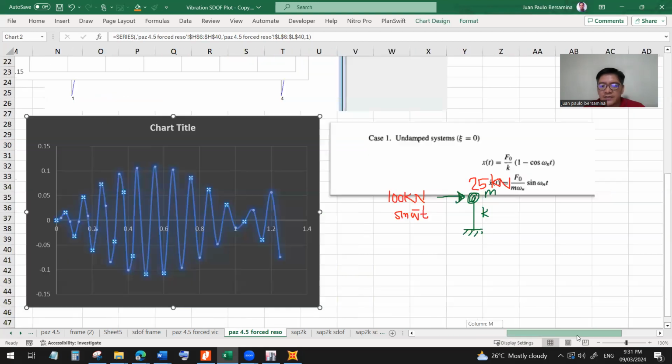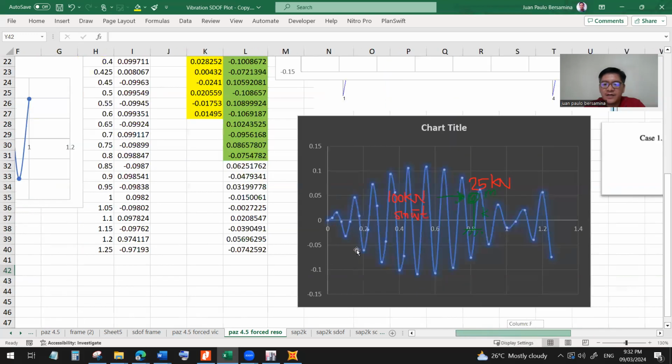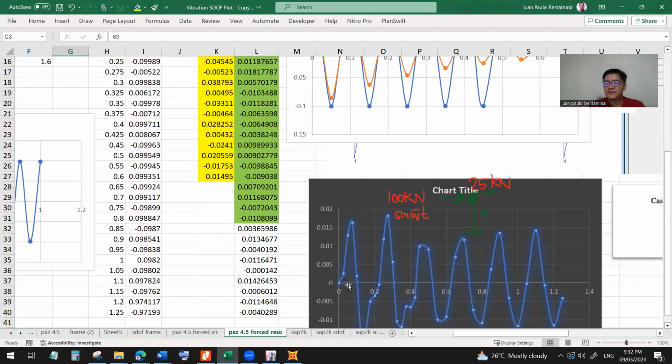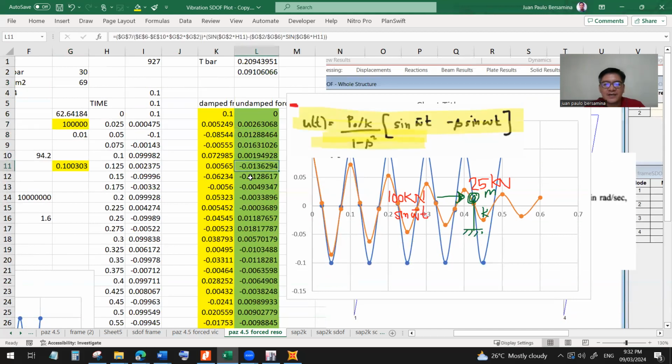Ibigay ko naman itong spreadsheet. So as you can see, nandun, no? Because we assume an omega bar almost near or almost 1, because 60 divided by 62.64, that's almost 1. Ito yung naging response niya. Okay? Now, if I assume a different omega bar, litan ko, no? Kung 30 na lang. Kita nyo? Nawala yung resonance effect. Okay? That's it. Ganun lang, I-implement lang natin to.